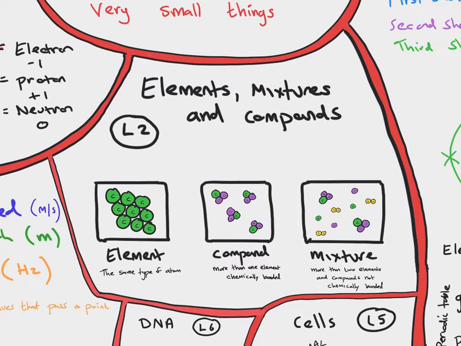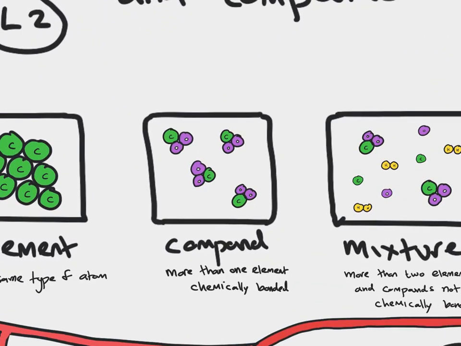Lesson 2 was elements, mixtures and compounds. We've got an element here. You can see that they're made up of one type of atom. So all these are the same type of atom. Compounds, if I just zoom in on this a little, more than one element chemically bonded. So it's 2 elements there chemically bonded. Quite hard to separate these.